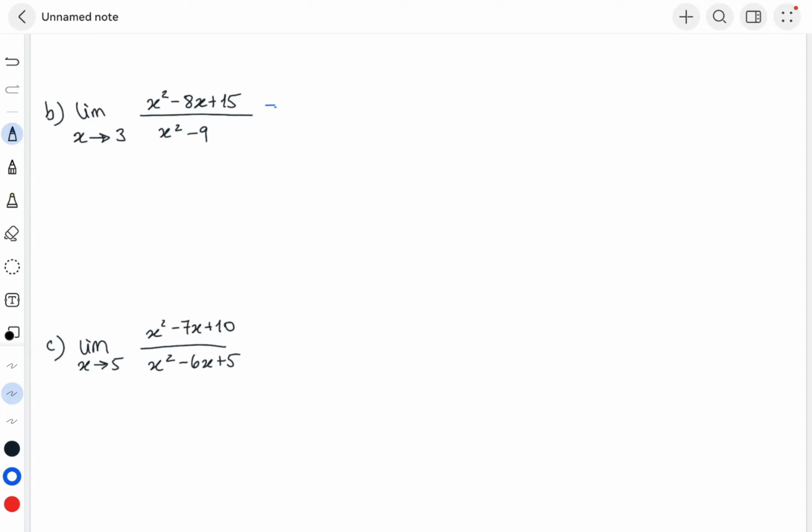Limit as x tends to 3 of x squared minus 8x plus 15 over x squared minus 9. Same thing. Let's first try to replace. We'll have 3 squared minus 8 into 3 plus 15 over 3 squared minus 9, which will give us 9 minus 24 plus 15 over 9 minus 9, which is 0 over 0, which means if we factorize, we might get an answer. So factorizing, we write the limit as x tends to 3 of.